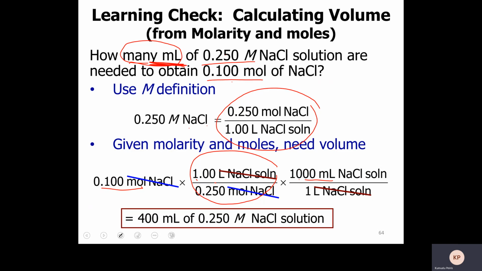So you can start the question. Sometimes you will get questions giving you only the grams. So then you need to convert the grams to the moles using the molar mass, and then you divide the moles of the solute by the volume in liters. Always the molarity will be the moles divided by the liters of the solution.